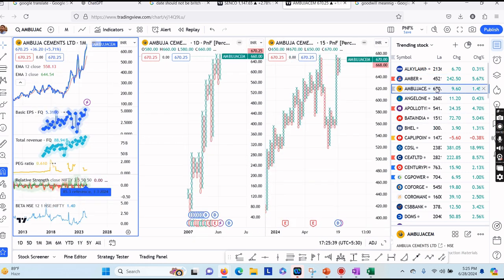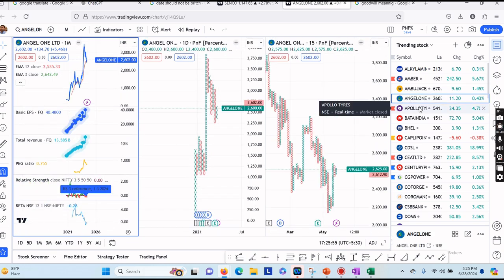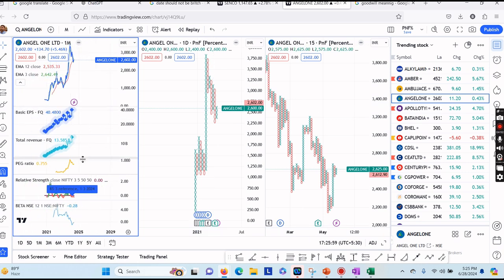Let's say Ambuja Cement. Yeah, risk reward is not in favor, and there is a dip inside that, but still it goes up to the dip level. So still this is not in favor. And let's say this stock, there are corrections.